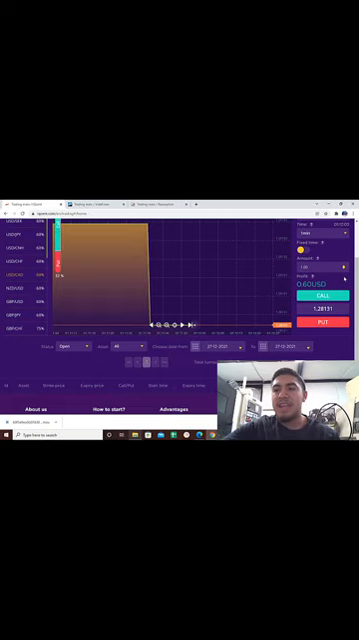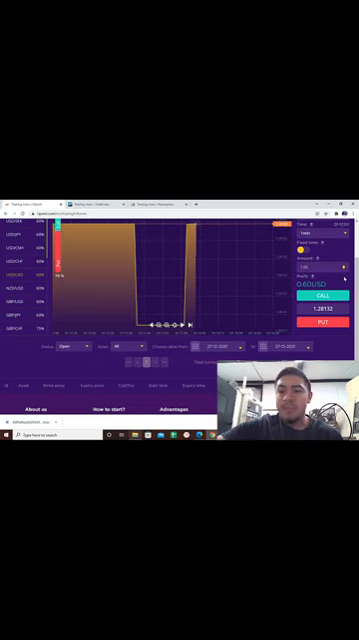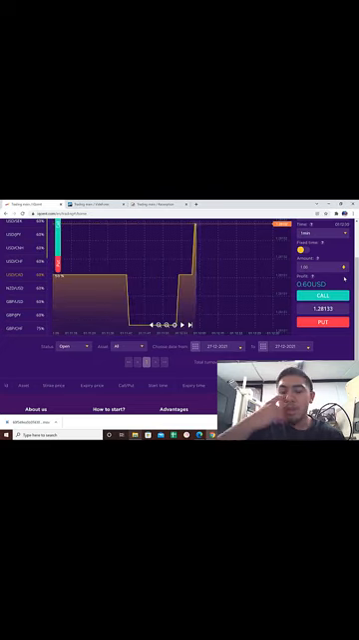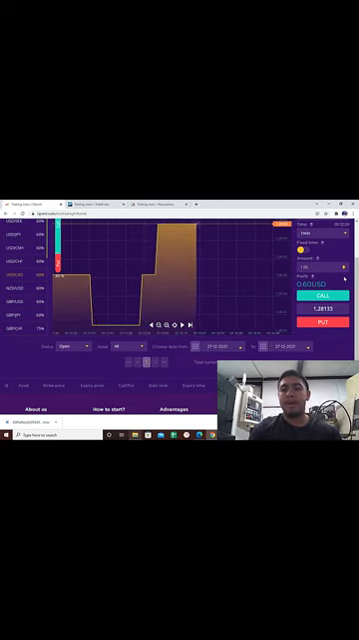Right here, it has a green button and a red button, a call and a put. A call means you expect the market to go up. When you push the call button, it's going to make a green line, and if the market is above that line when the 1 minute expires, you will win that trade. If you place a put, that means the market should go down below the price that you entered at. If it does within that 1 minute, you win that trade.